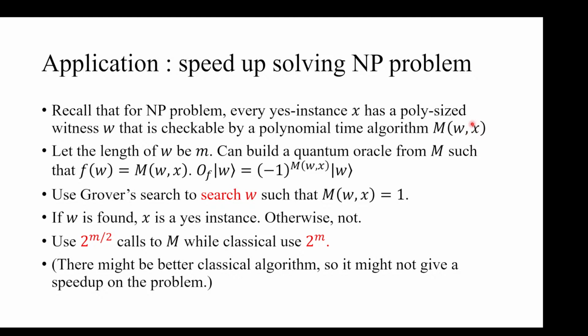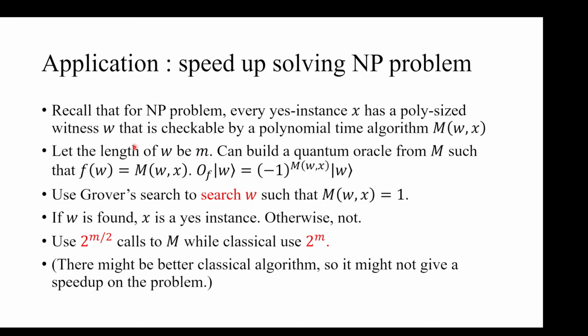Okay. And so there is this polynomial size witness w that you can put in your checking algorithm to check that your input is actually a yes input. Let's say your witness is length n. A brute force way to solve an NP problem is that, given some input x, you just search over every possible witness to see if there is any witness that lets your checking algorithm pass.